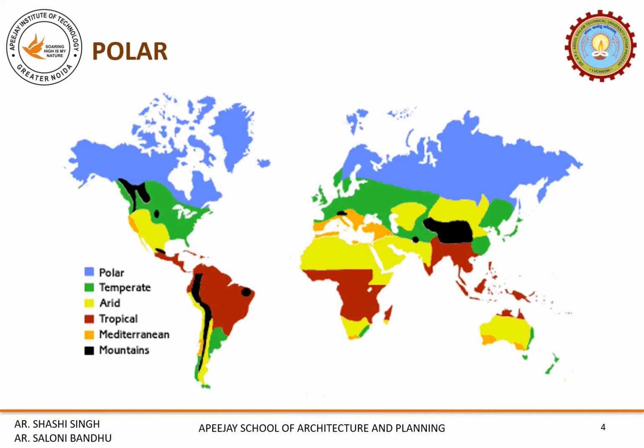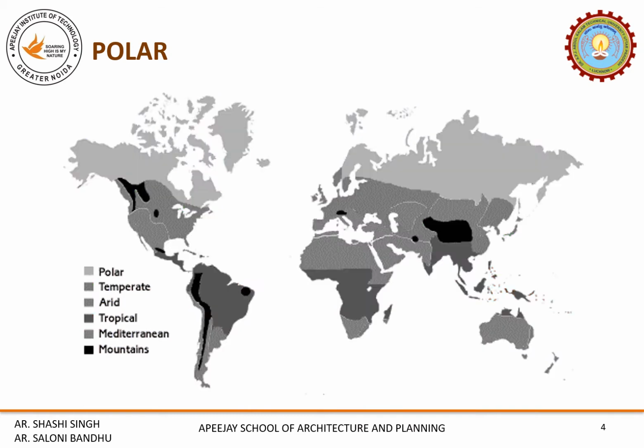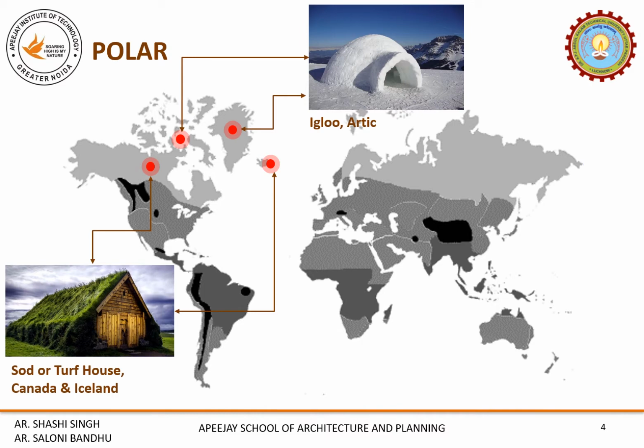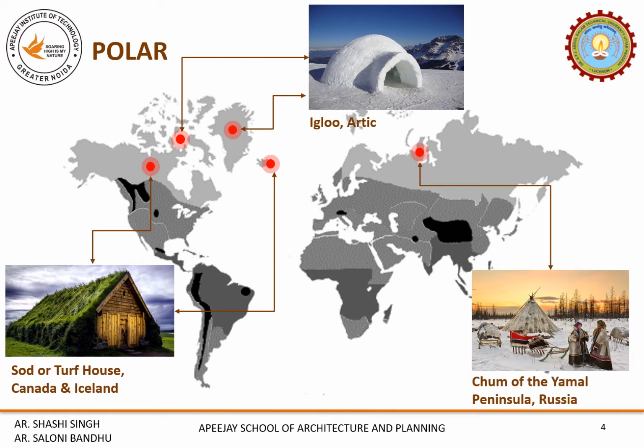Talking about the polar region, as already mentioned, the polar region is marked in blue. We will be discussing three case studies. First one is the most common case study of an igloo in the Arctic region. Second is the sword house or turf house of Canada and Iceland. And third is the Chum located in Yamal Peninsula of Russia in the Siberian region.